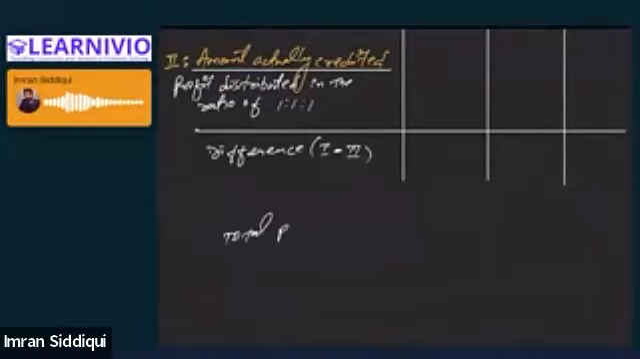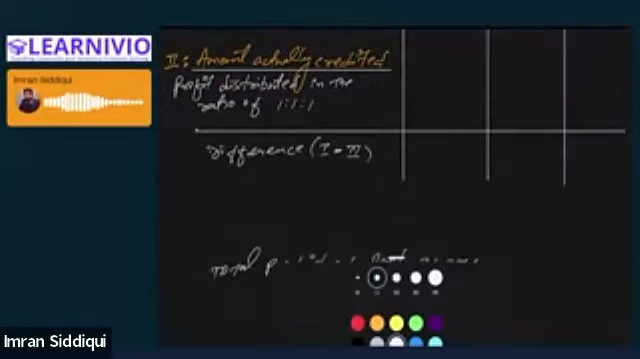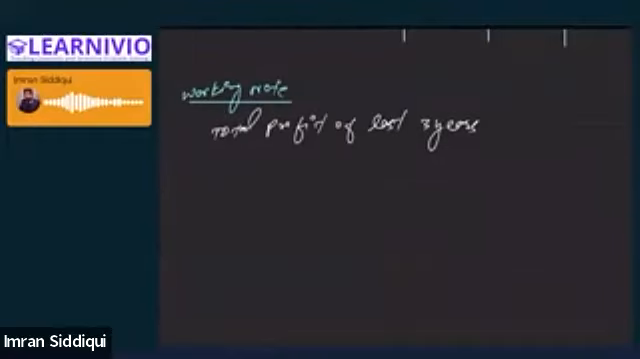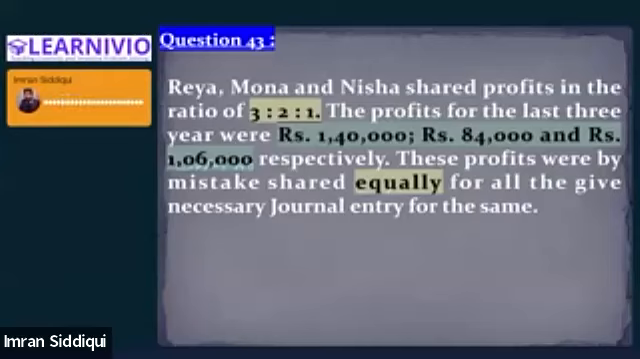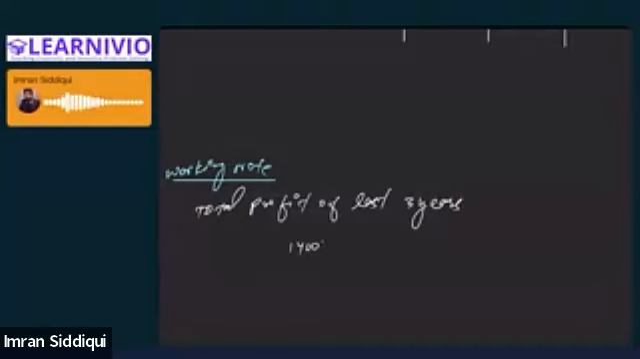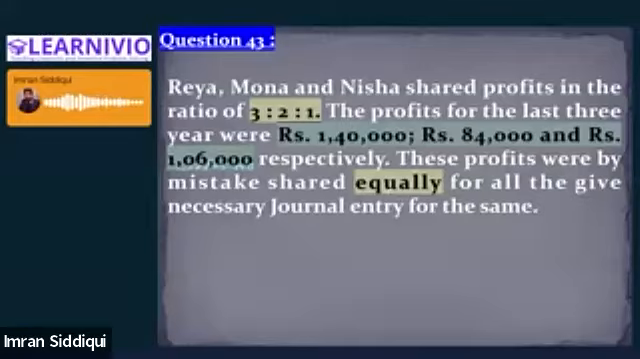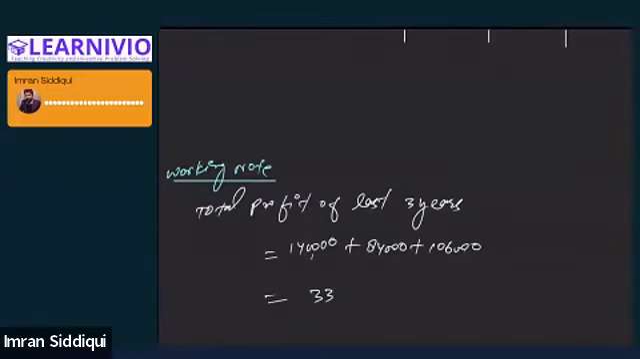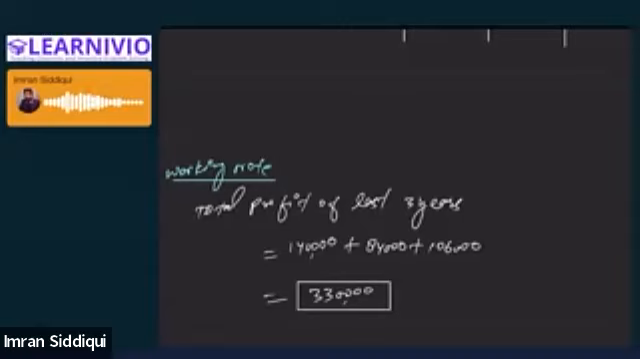How much profit has been distributed in the ratio of 1:1:1? For that purpose, we'll find out the total profit of the last 3 years. This is not our main working, it is extra working. For the first year, profit was 1,40,000. In the next year, profit was 84,000. After that, profit was 1,06,000. We'll total all these values. The total will be 3,30,000, and this profit has been shared among all the partners in the equal proportion.